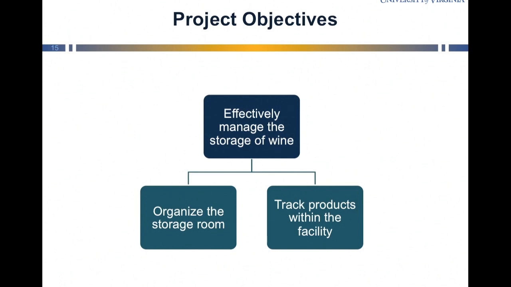So here are some examples of objectives for the winery warehouse project. We want to effectively manage the storage of wine. That's a direction in the sense that we don't just want to manage it, we want to do it effectively. We want to organize the storage room effectively, and track products within the facility effectively, which would again be giving some direction. Now as we go to the next slide, you're going to see this broken down, and you're definitely going to see the direction more clearly on some of the objectives for organizing the storage room.